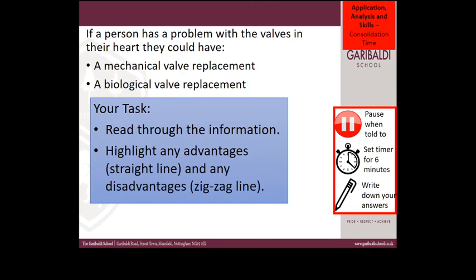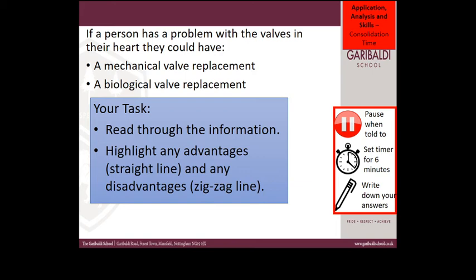Okay, so we have another little task. If a person has a problem with the valves in their heart, they could have something called a mechanical valve replacement or a biological valve replacement. Some of you may know someone who has had heart surgery to help with their valves. What you are going to do is, on your sheet, the Word document, below the task you've just done, you will find some information. You need to highlight any advantages.